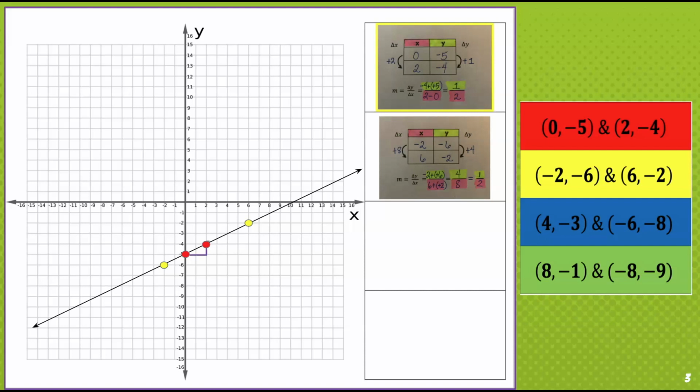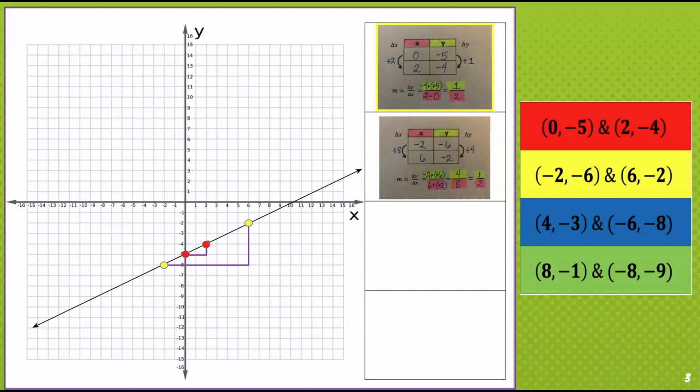What we see here is all 4 of those points lie on the same line. And if we drew a little triangle, that one has a rise of 1, run of 2 for the red. And for the yellow set of points, it has a rise of 4 and run of 8. When we look at those are proportional, so therefore we know that the slope between any 2 points on this particular line is going to be 1/2.